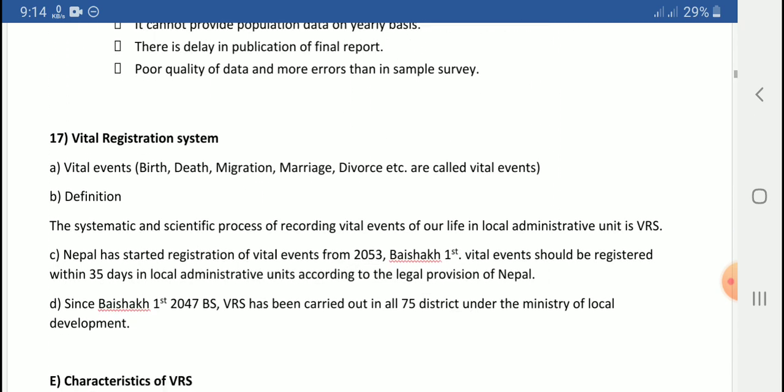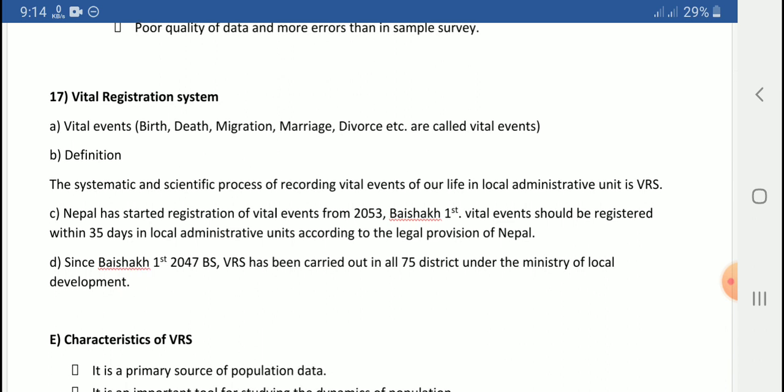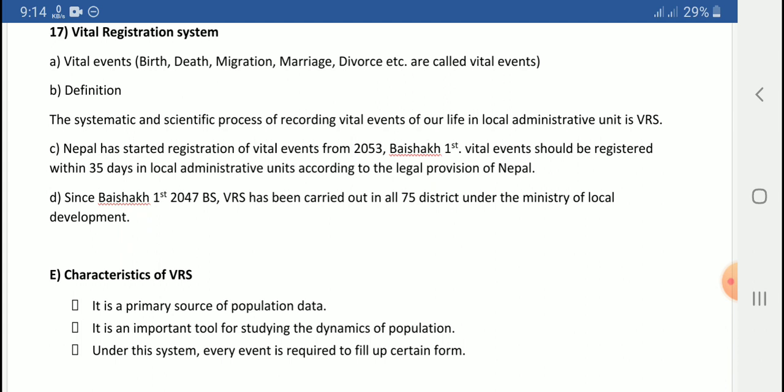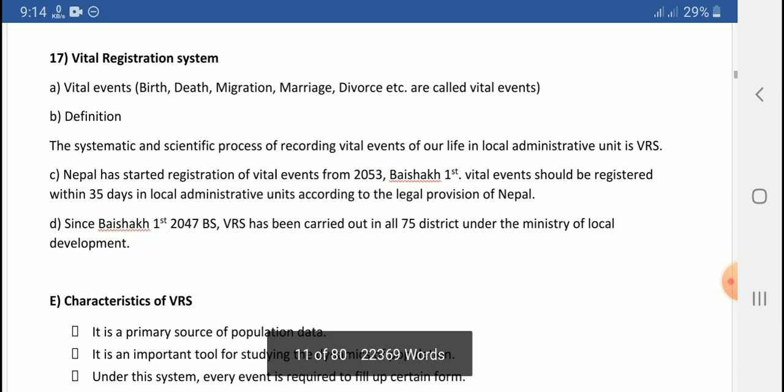All right, so vital registration system. Vital events include birth, death, migration, marriage, divorce, etc. They are called vital events. So the systematic and scientific process of recording vital events of our life in local administrative units is called the vital registration system. Nepal started registration of vital events from 2033 Baisakh 1st. Vital events should be registered within 35 days in local administrative units according to the legal provision of Nepal.